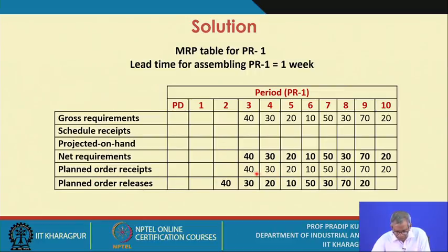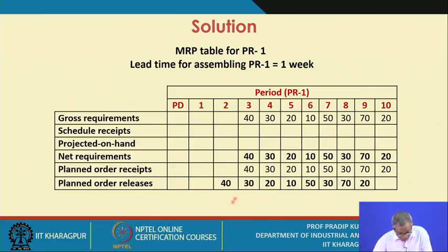Planned order receipts is this one, and the planned order releases, that is this one. That means for this item, say PR1, the final or end product, and for the end product it is essentially an assembly work, and for carrying out the assembly work you need 1 week's time. So, that is why the lead time is 1 week.